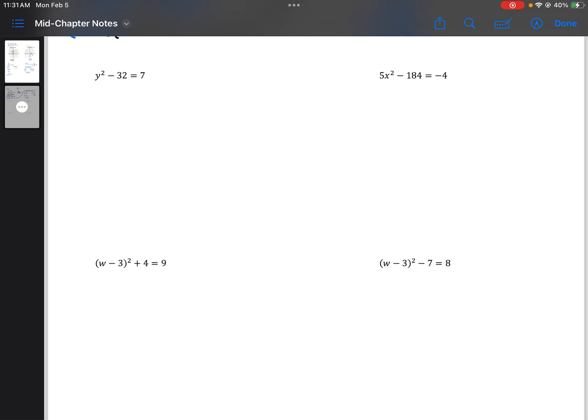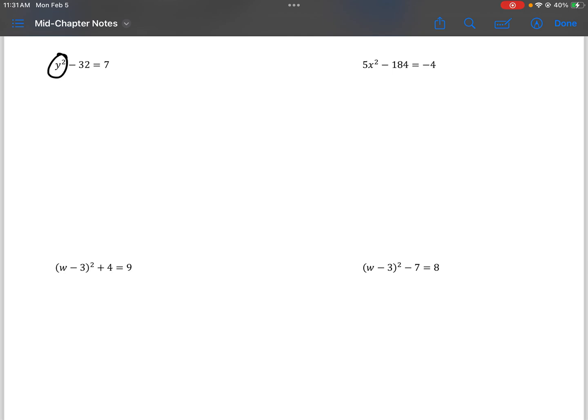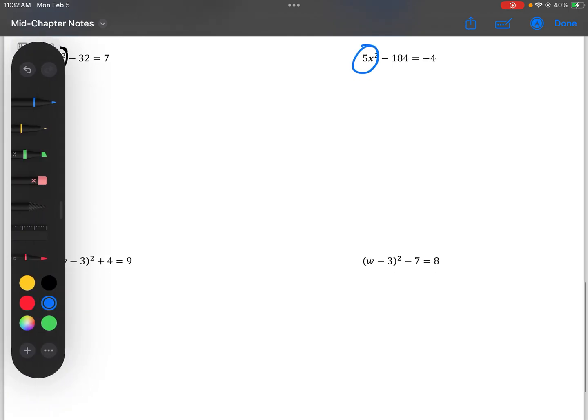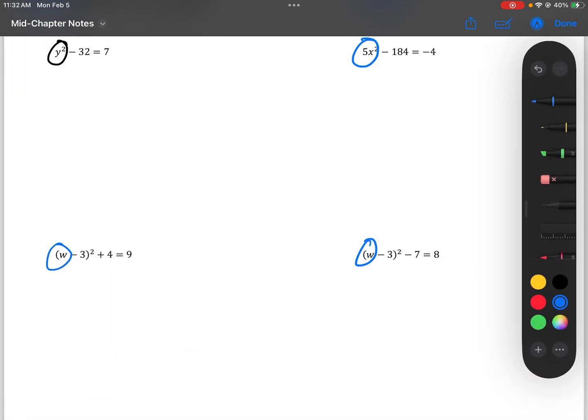This last video will be reviewing the square root method. When it comes to the square root method, you'll know you can use it if you only see one variable in your problem. So we have just the y squared, just the x squared, just a w here. Sorry, just another w right there.